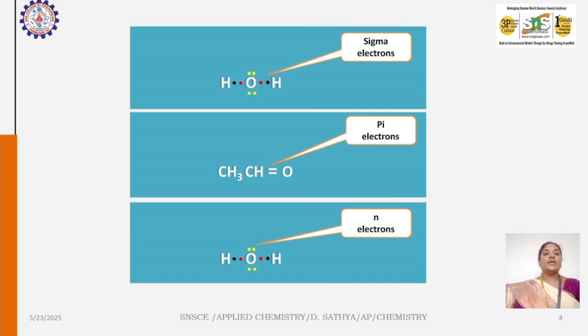In pi electrons, in a double bond, the two p orbitals overlap sidewise to form pi electrons. That means the pi bond. In n electrons, the electrons are non-bonding. That means in oxygen, the lone pair of electrons is not bonded to any other atoms. It's called n electrons. So these sigma electrons, pi electrons and n electrons undergo electronic transition, and different types of transitions occur.